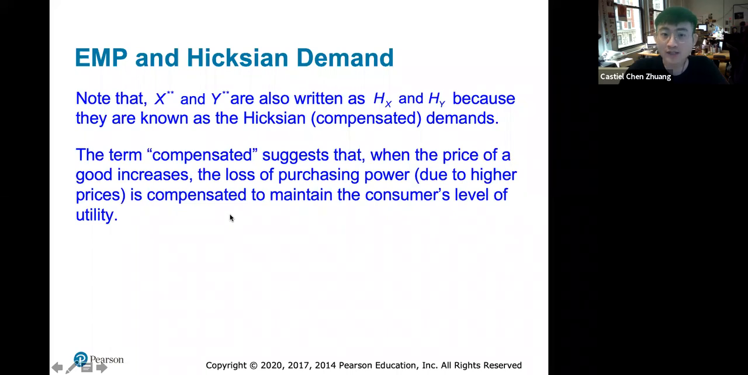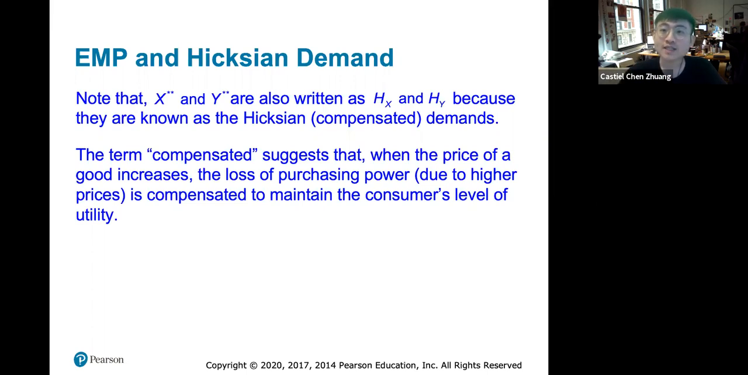So why are they called compensated demands? The reason why we call them compensated demands is because we fix the utility level. In the previous UMP problem, when we change the price of one good, they will have a different consumption bundle. But then their utility level is not necessarily the same as before, which means they may lose some purchasing power or they may gain some purchasing power. If the price becomes lower, then they can buy more and they will have a higher utility level, which means their purchasing power is higher than before.